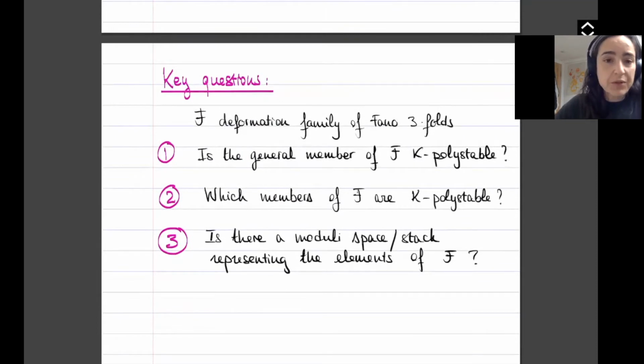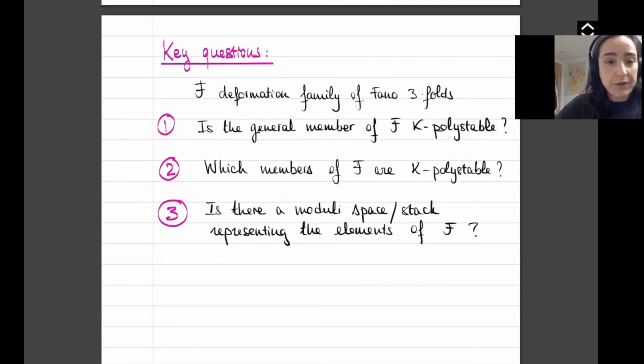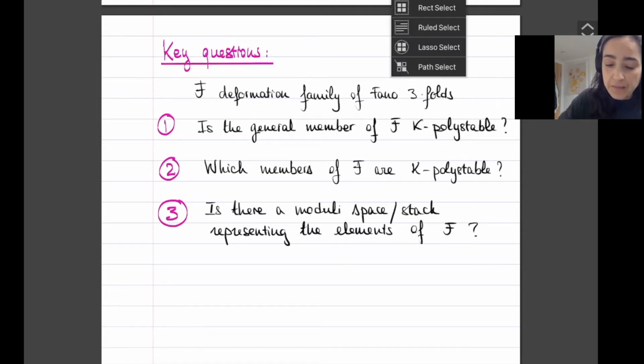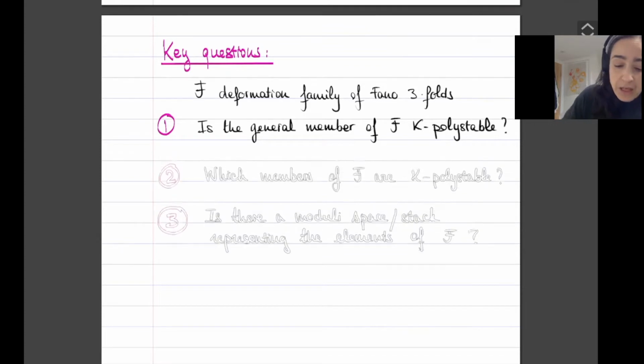So the questions we looked at were the following. Considering a deformation family F of Fano threefolds, is the general member of F K polystable? A refined version of this question is which members of F are K polystable? And then the longer term question is, is there a moduli space or a moduli stack representing the elements of F?